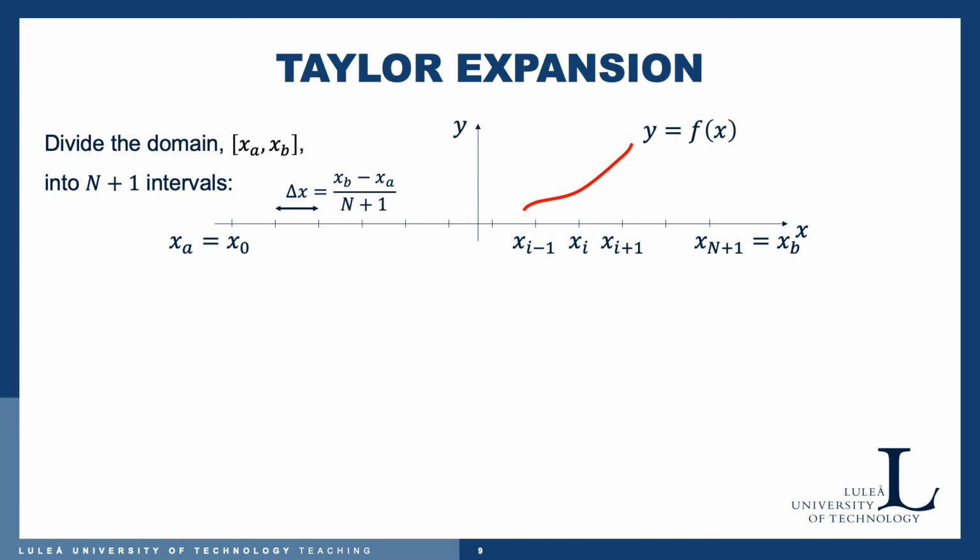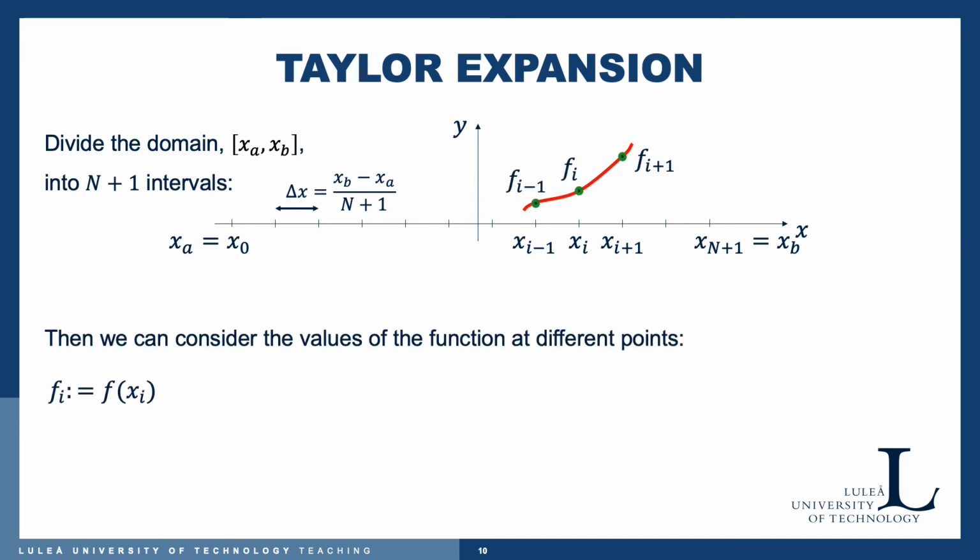Let us start by dividing the domain from xa to xb into n+1 equally large intervals. So the interval length can be defined as delta x equal to (xb minus xa) over (n+1). Now consider also the function y equal to f of x. By means of our discretization, we can consider the values of this function at different points, and we define by fi the value of f evaluated at the point xi.